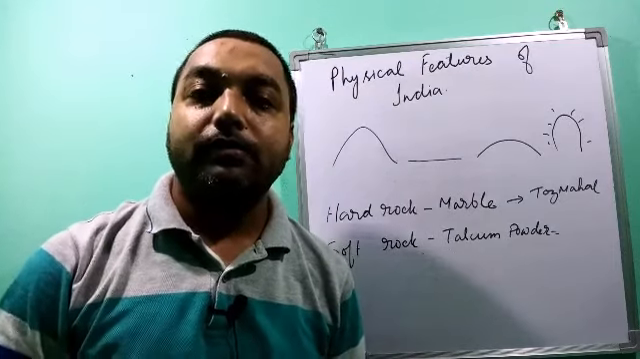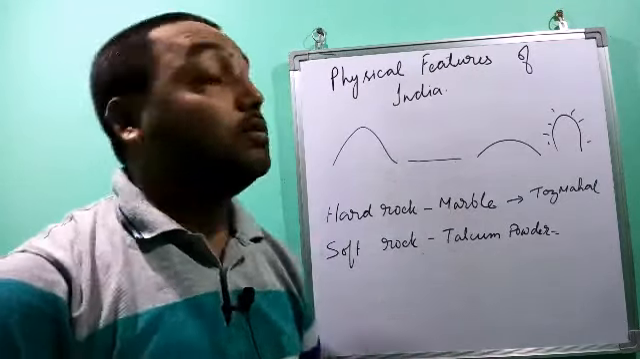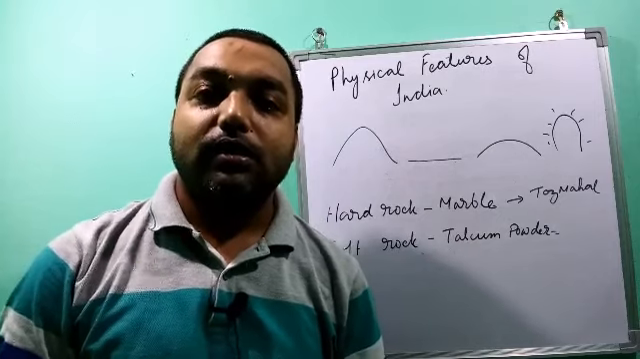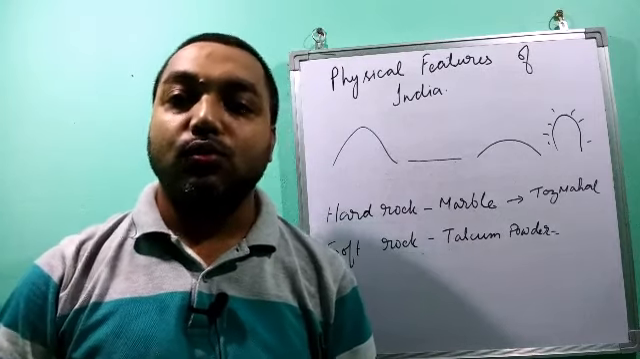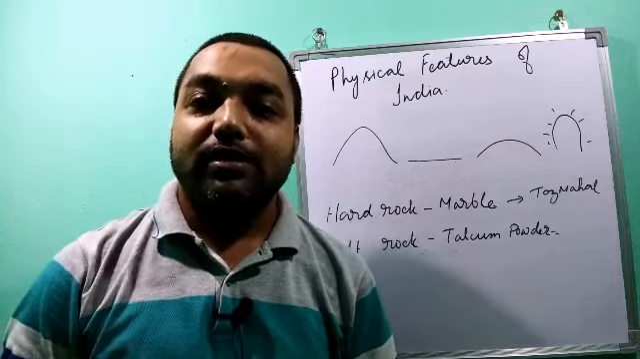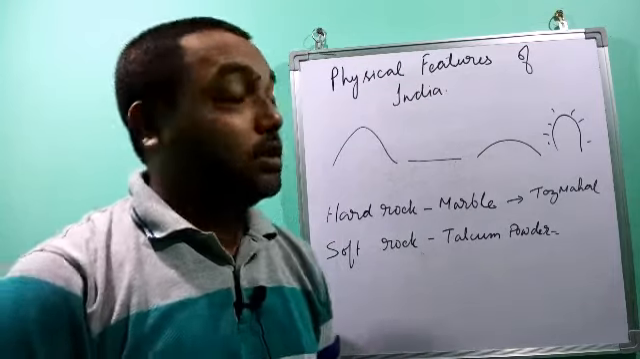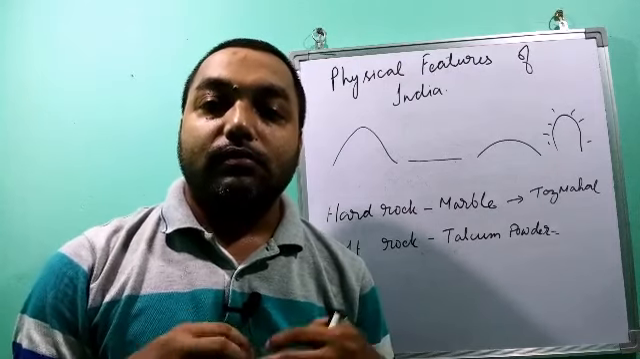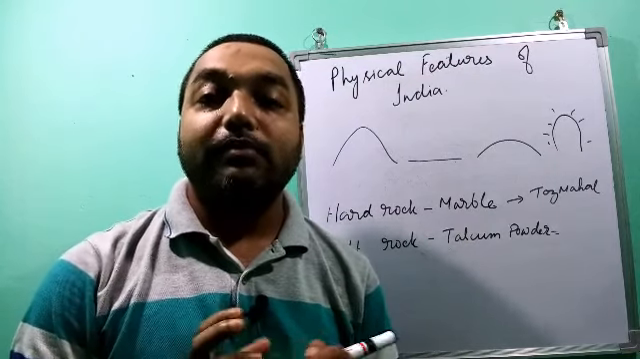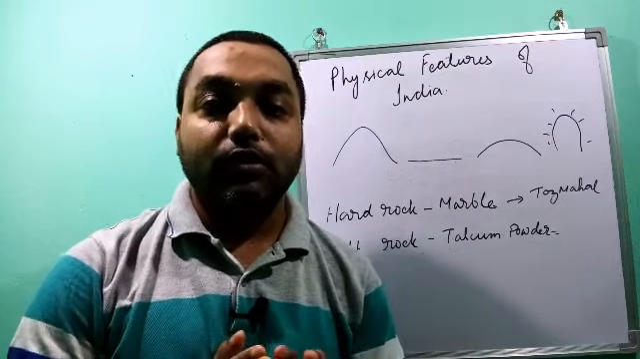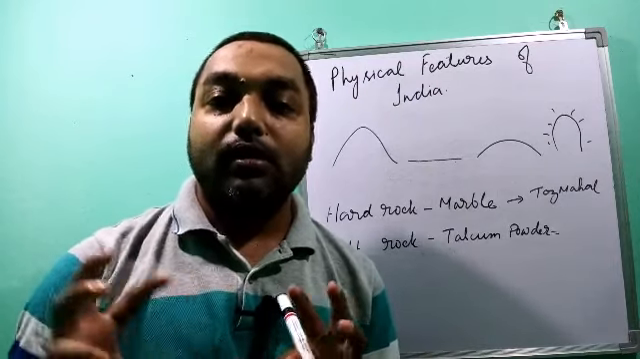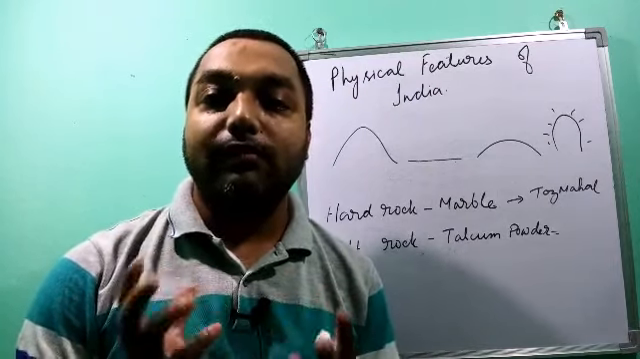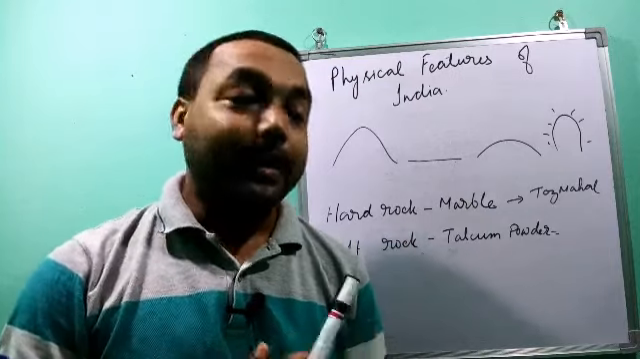Hello and welcome everyone. Let us start with a new lesson, that is in class 9 lesson number 2 in the CBSE NCERT book. The name of the lesson is Physical Features of India. Now, what do you mean by physical features? Before going to that, let us understand a little bit about the formation of landforms that we find in India.